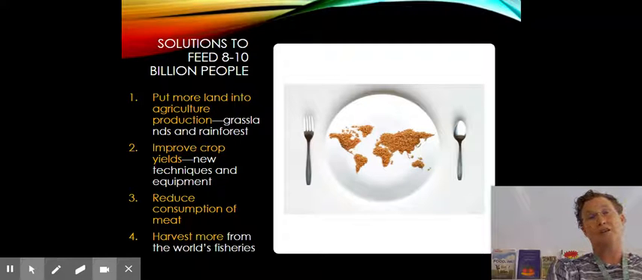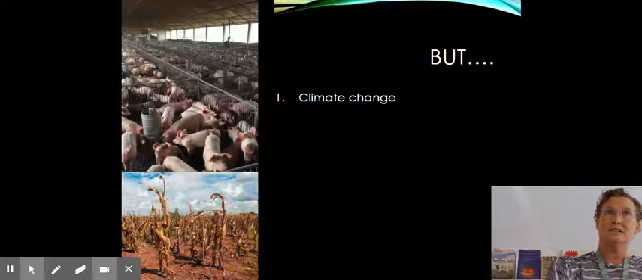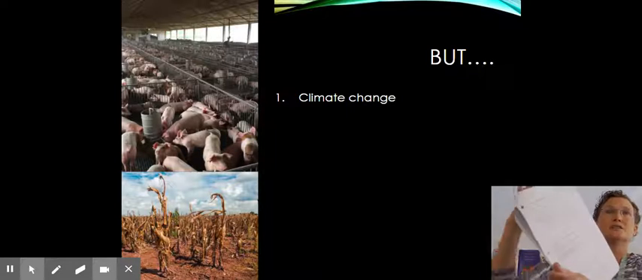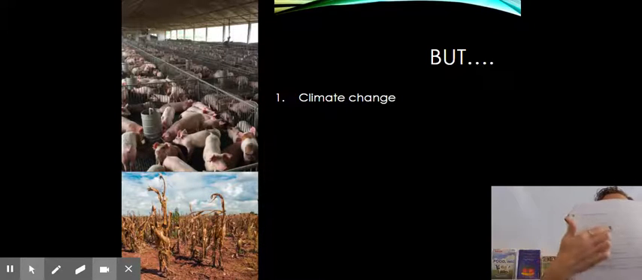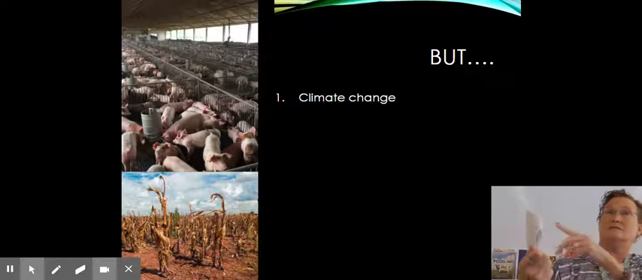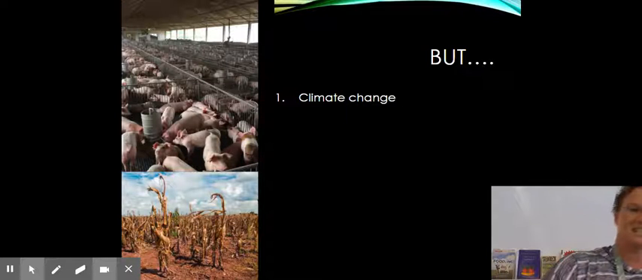And we could also take more food out of the oceans. We can harvest more fisheries. So all these things sound good, but here's the problems to that. So you're putting this into your notes, right? So you've got solutions, and then the problems to those solutions, and then we'll have our discussion and come back.